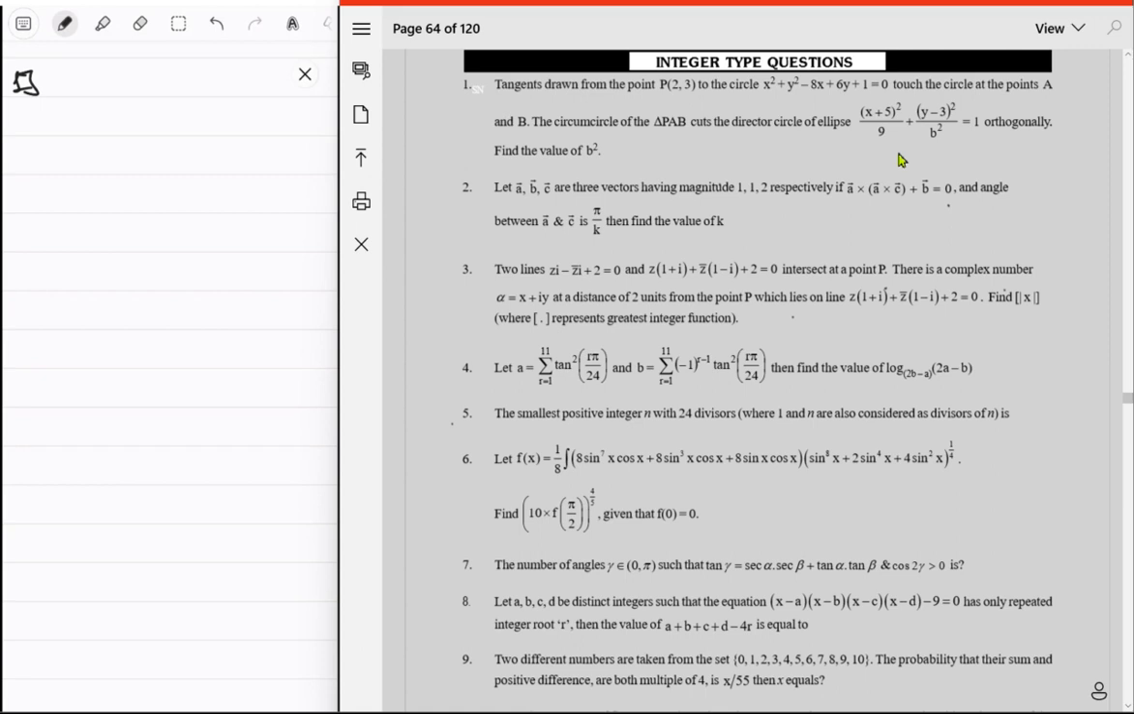We can actually figure out which points those are. I mean, that's one thing. But then what is this? (x plus 5) squared upon 9 plus (y minus 3) squared upon b squared equals 1. I guess you just have to figure this out, right? Find the value of b squared. So if it cuts orthogonally, then what's b squared?